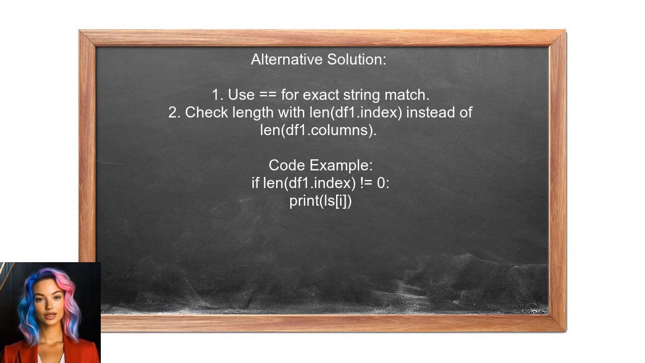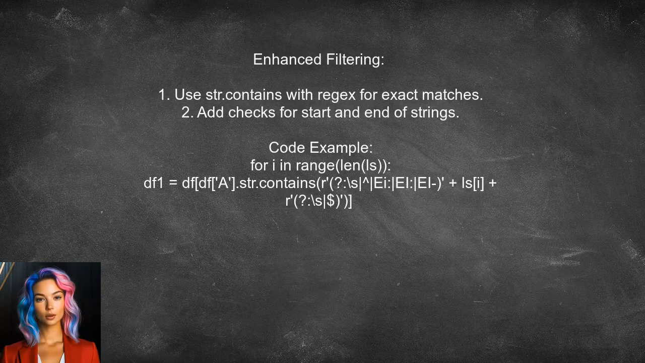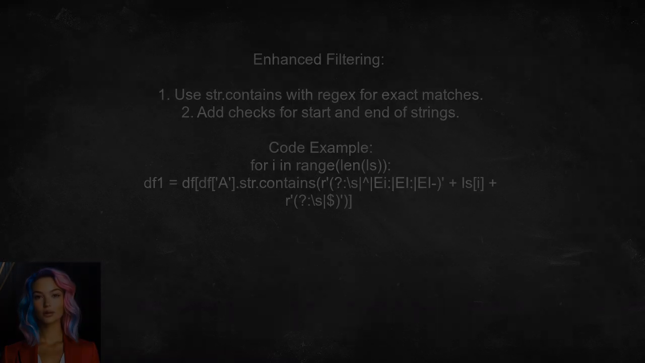An alternative approach suggested by a user is to use the equality operator, which checks if two strings are exactly the same. However, they point out that this alone won't solve the filtering issue. They recommend using the length of the data frame's index instead of its columns to check if any matches were found. Additionally, the user highlights a potential problem with using str.contains. They suggest adding a check for the end of the string to avoid unwanted matches. This can be done by modifying the regular expression to ensure it matches only complete strings.